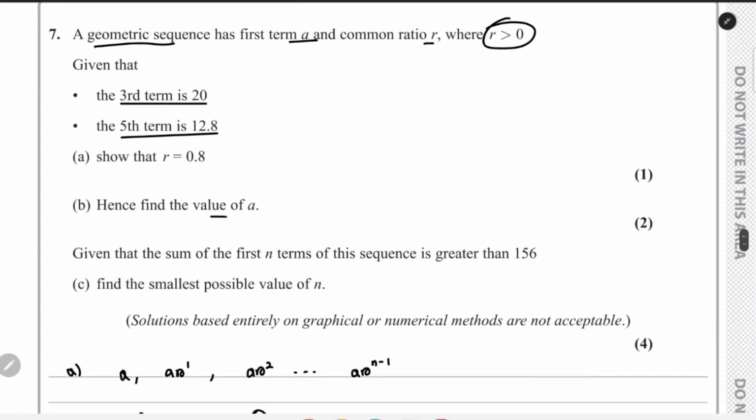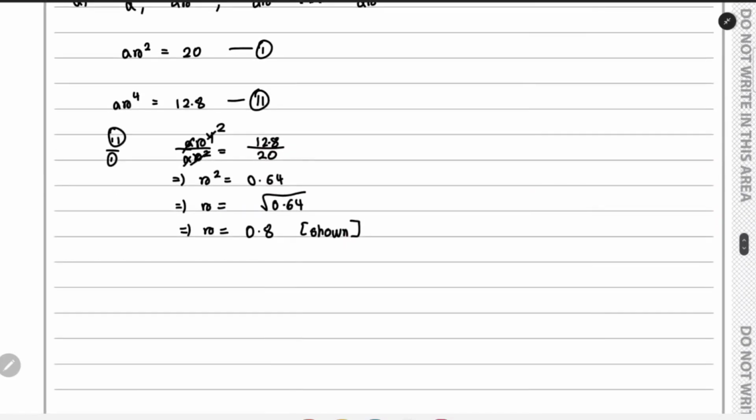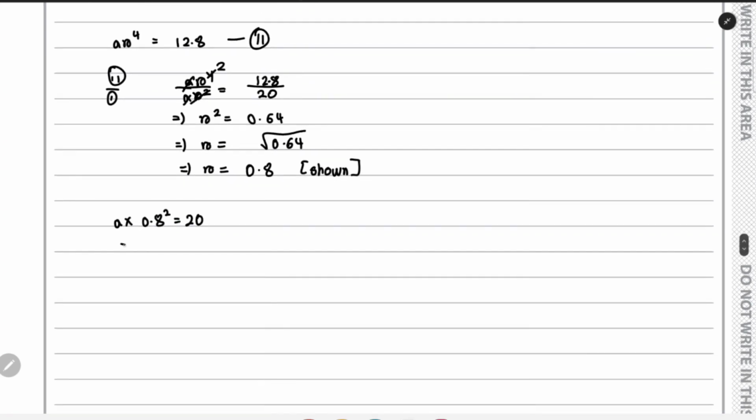And hence we have to find the value of a. So we can put that in equation 1. We'll get a times 0.8² equals 20. a would be 20 by 0.8². We'll get a value of a which is 31.25.